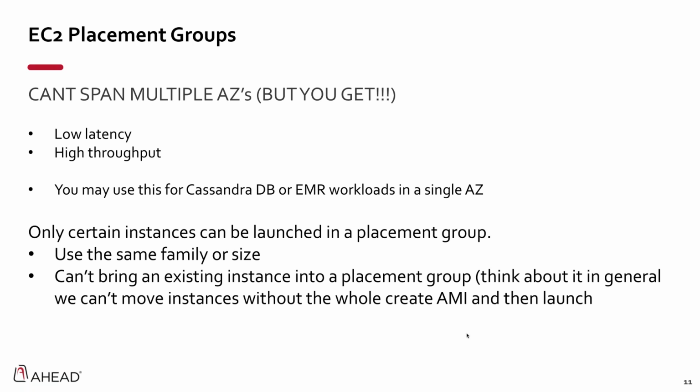One other thing to consider, and this is a core Amazon tenet, is that you can't take an existing instance and put it into a placement group. What you would need to do is create an AMI from your existing instance, and then launch that in the placement group. If you relate it to VMware terms, there's no vMotion that they give you the capability to do. So once again, you're kind of lifting and shifting to get it into a placement group.